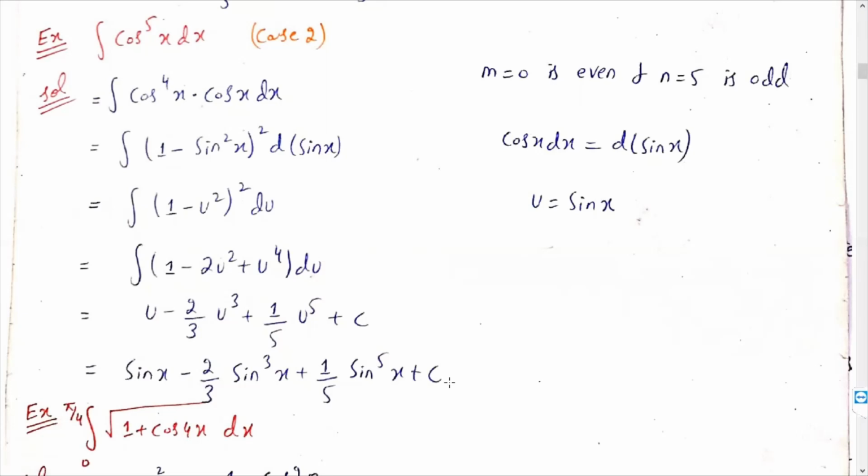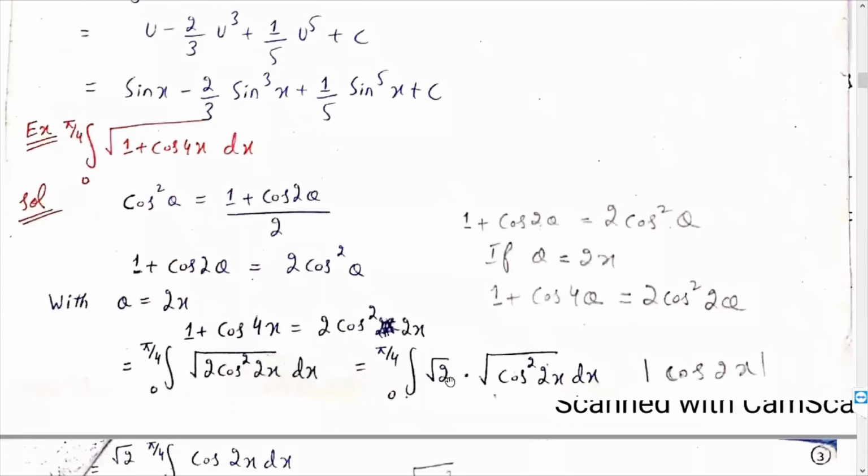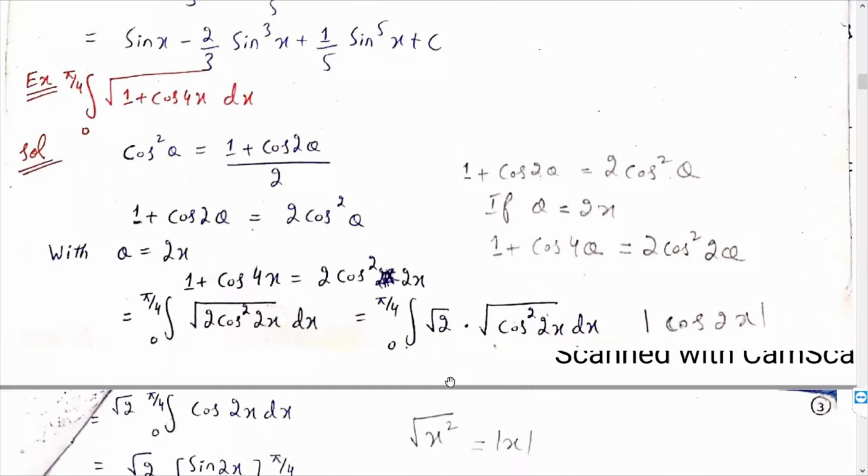Now it's very easy to solve these kind of functions. Now comes a definite integral, under the radical 1 plus cos 4x dx. As we all know that cos square x is equal to 1 plus cos 2x divided by 2, and 1 plus cos 2x is equal to 2 cos square x. Now, we don't know what is cos 4x, but we can convert it.